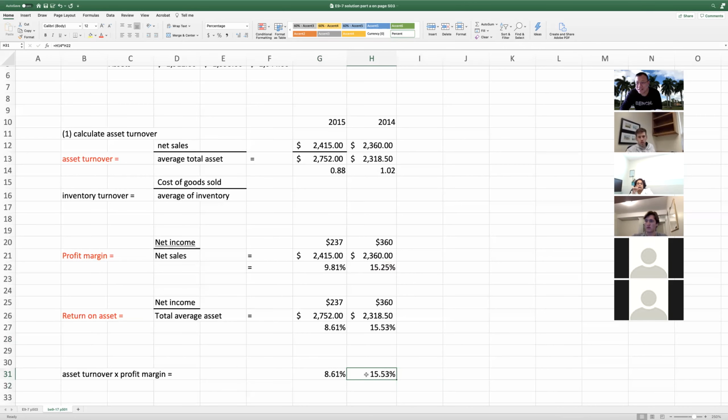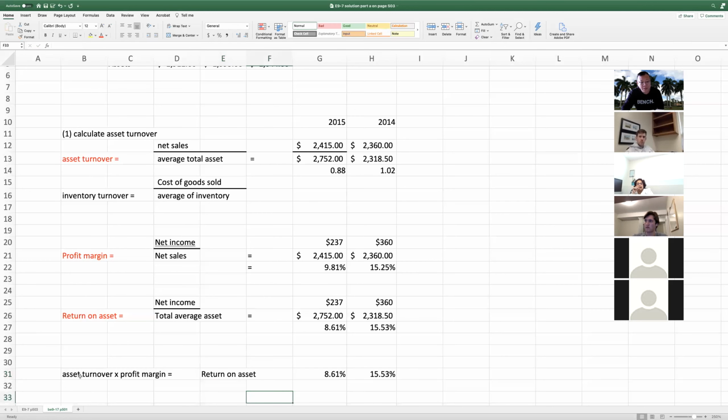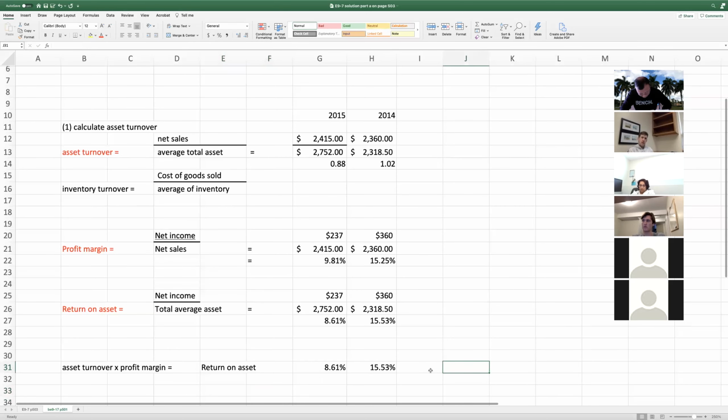The return on asset. Yes, return on asset. So now you know the relationship between the three calculations. Asset turnover multiplied by profit margin equals return on asset. Do we have any questions on this?